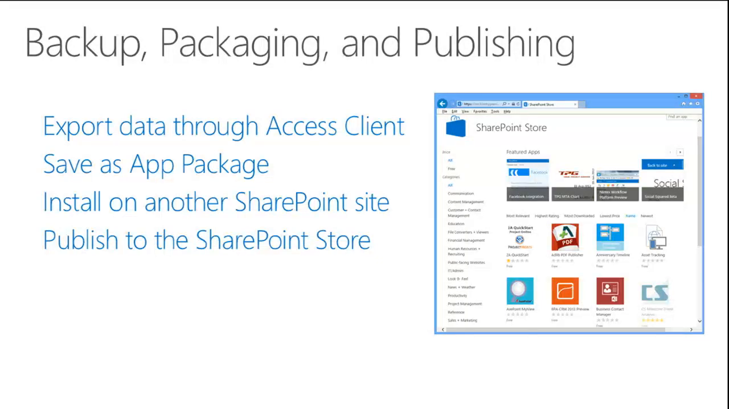So real brief, I don't want to spend a lot of time on this because this is really going to be covered in the session tomorrow, which is how to back up, package, and publish. You can export the data through Access Client using this technique. You can save your app as an app package, and that's actually a SharePoint app package. You can install it on another SharePoint site. You can sideload it. You can put it up in the app catalog.